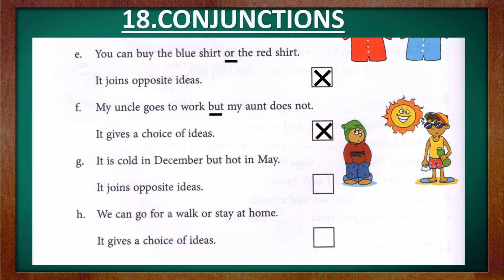G. It is cold in December but hot in May. "But" is a conjunction. It joins opposite ideas. Yes, cold and hot are both opposite. So we tick the box. H. We can go for a walk or stay at home. "Or" is the conjunction. It gives a choice of ideas. Yes, it gives choice of idea. Whether you want to go for a walk or you want to stay, you can stay at home. So tick.